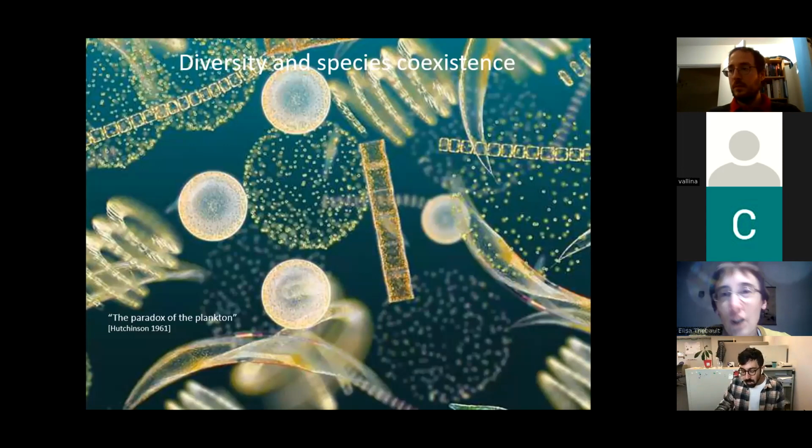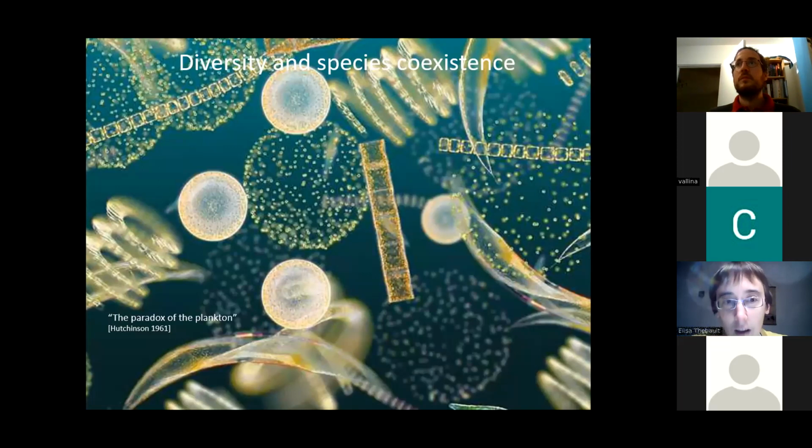The question of how many species can coexist in ecological communities has been quite central for some time, because we can observe communities such as plankton with a very high number of species with many different trait shapes. And these questions have also been quite central in theoretical ecology, with various mechanisms studied to try to understand species coexistence and the structure of ecological communities.